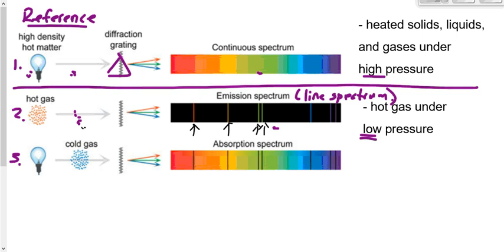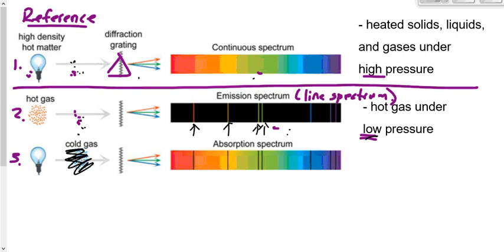Right here, they look the same because everything's all together. But when we split them up, this one produces a continuous spectrum and this one produces a line spectrum, or an emission spectrum, as a result of specific electron transitions. So hot solid, hot liquid, or hot gas under high pressure, everything, continuous spectrum. But if you have a hot gas under low pressure, it produces this line spectrum that corresponds to specific electron transitions. Now, let's look at diagram 3.